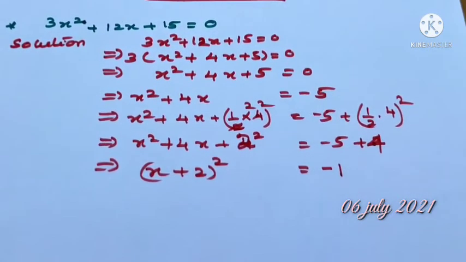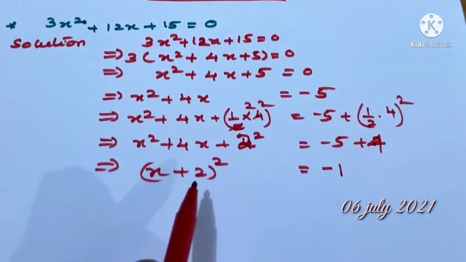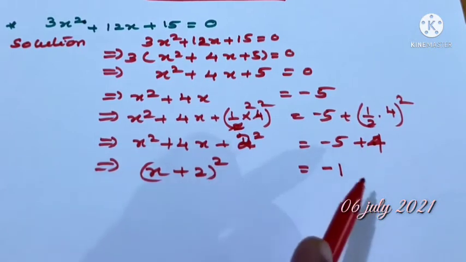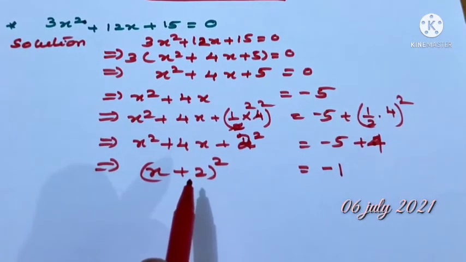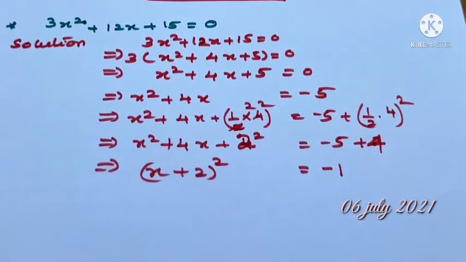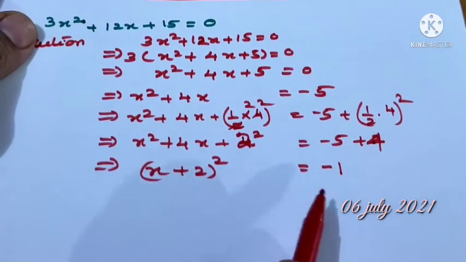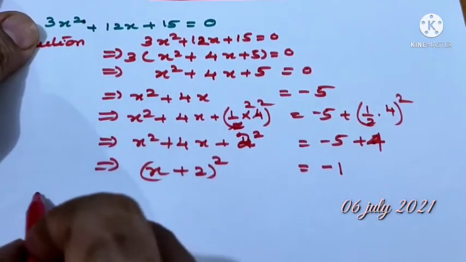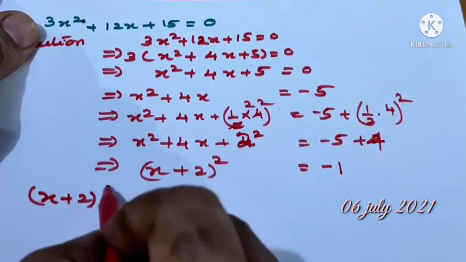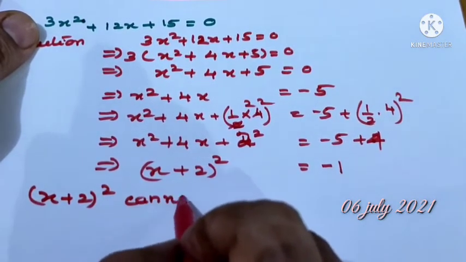Here it's a contradictory statement because the left side is a square. Negative of square of anything means it is also positive only. Positive square means again positive, right? So square cannot be negative. So what is the solution? X plus 2 whole square cannot be negative.